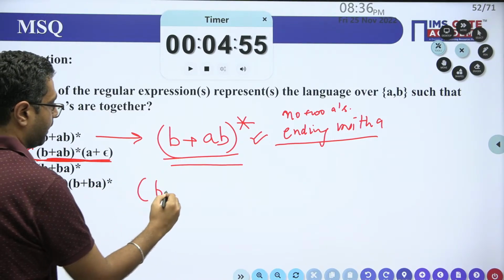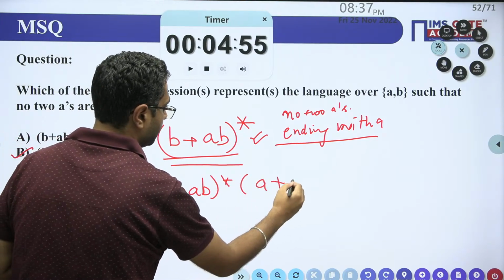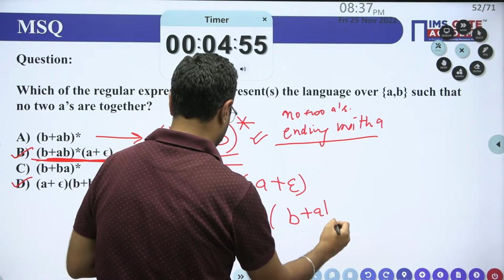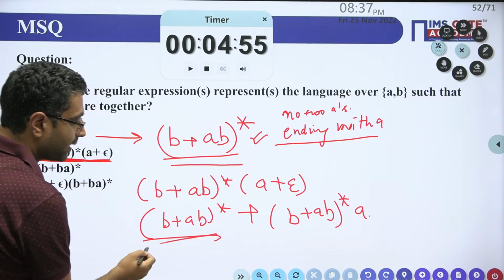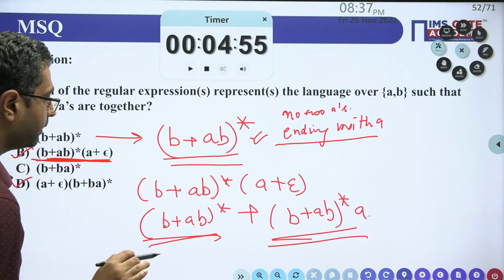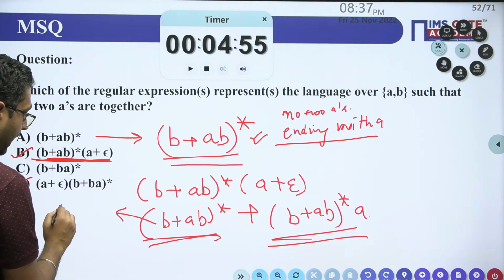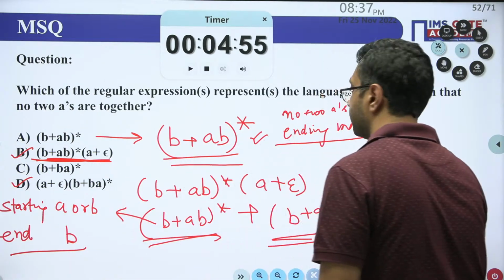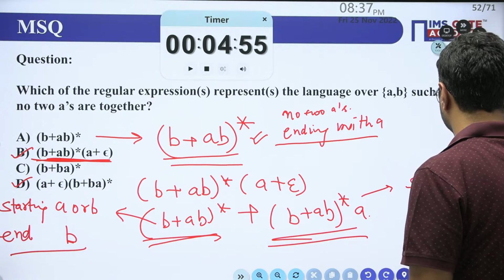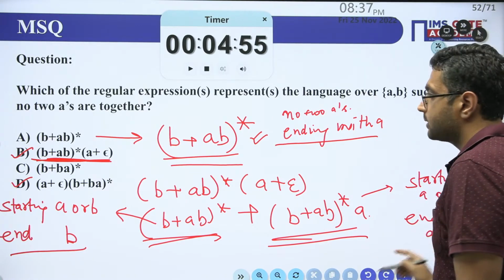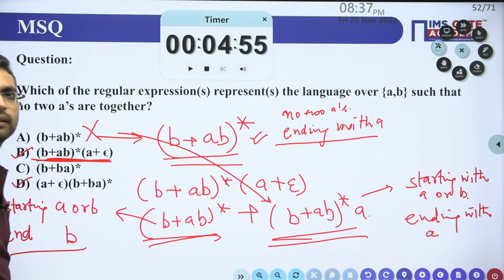But when we come to this regular expression, this covers all the cases. Why? We have (b + ab)*(a + epsilon). So it is (b + ab)* plus (b + ab)*a. Both the parts produce strings which do not contain two continuous a's, right? No two a's are together, that's fine. This part produces the strings starting with a or b and ending with only b, and this part produces strings starting with a or b and ending with a. So this is the complete answer.